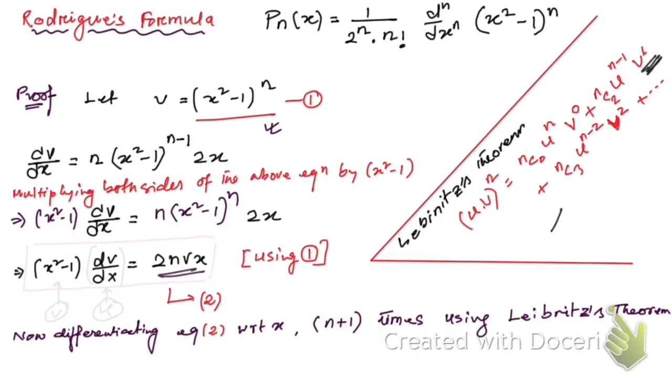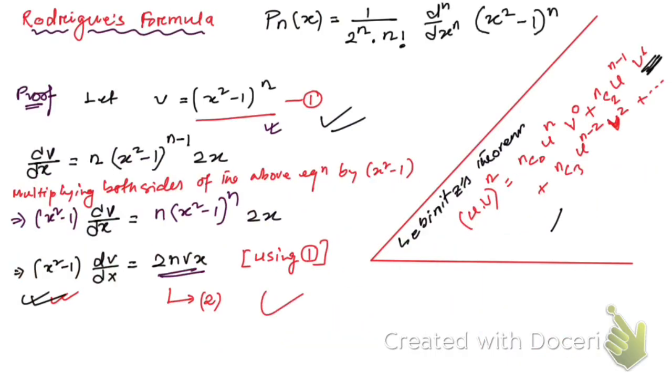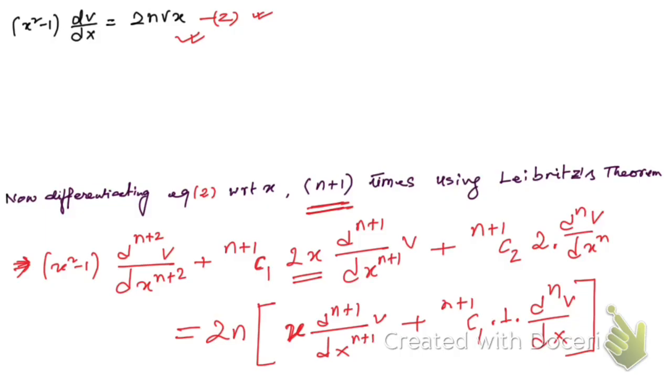Now here you see, let me copy this equation number 2 and differentiate it with respect to x n plus 1 times. Differentiating this equation number 2 on both sides n plus 1 times, I have got this result. I have already written it here. Now let me explain how I have got this. I have applied the Leibniz theorem, as I have already written this equation in the previous slide. You don't need to repeat the equation once you have written it, but as I have changed the slide, I have written it again.